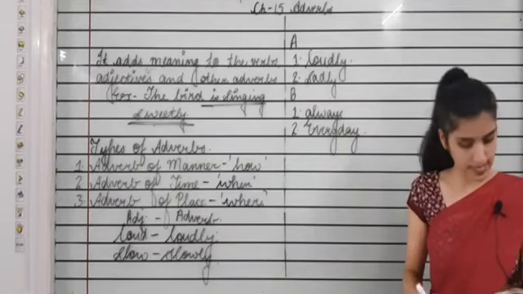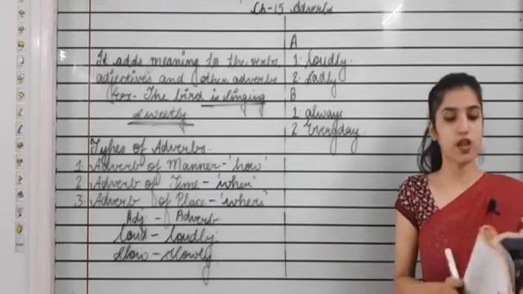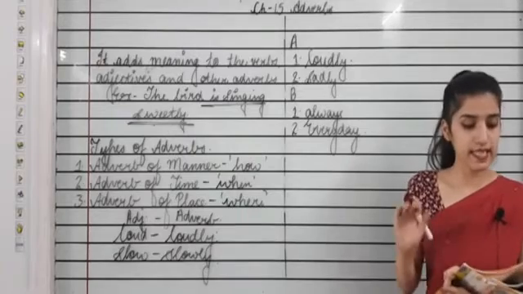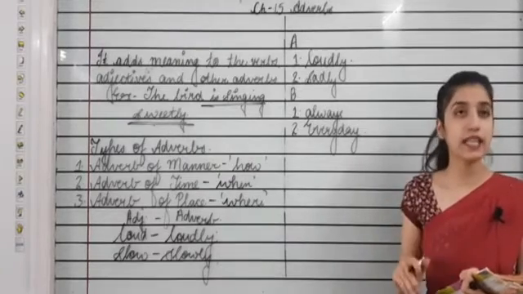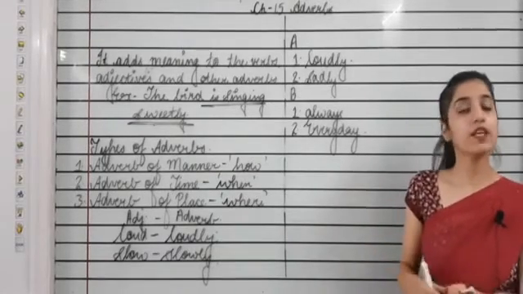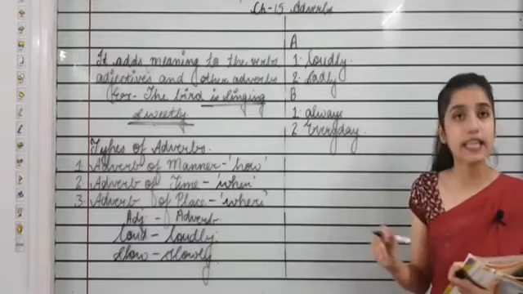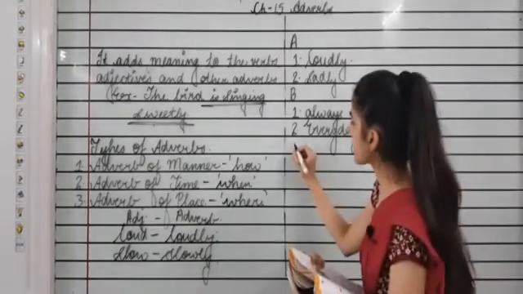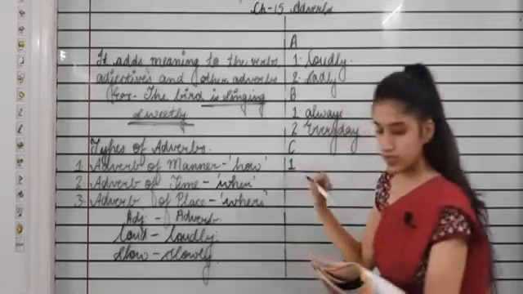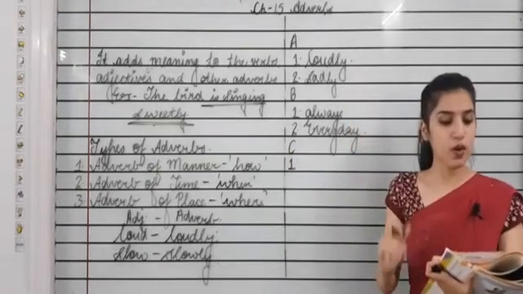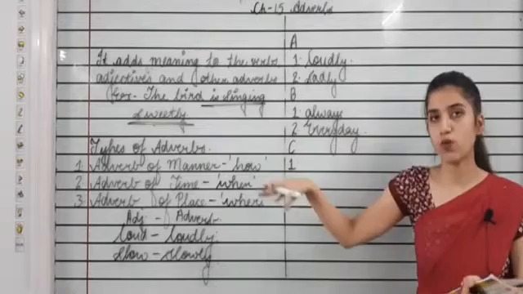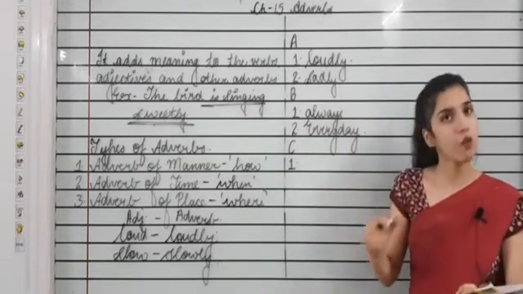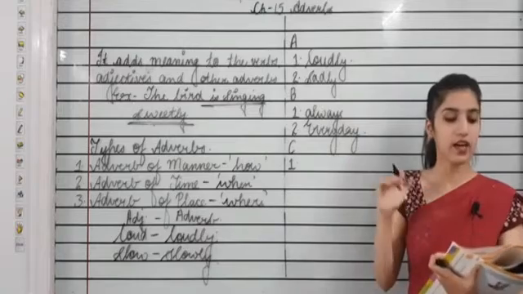Now moving to the next exercise, which is given on page number 65. In the sentences given below, underline the adverb of place. In the C exercise, the first one, that is my school is 2 kilometers away from my house. So which word is showing where an action is done? That is away.